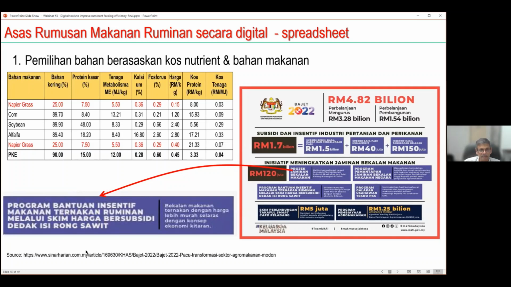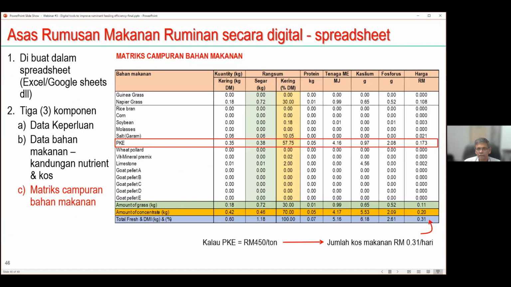I took this from this article. Of course, I'm sure the agricultural ministry has more detail. If I use this PKE at 450 per ton, that is my estimate, I don't know how much the subsidy is, but compared with 60 cents, earlier I showed 37 cents, I can reduce another 6 cents to 31 cents. So we see the cost is now even lower, and then my cost of product will be cheaper because I can sell at a cheaper price.